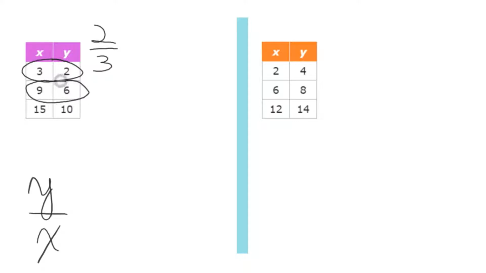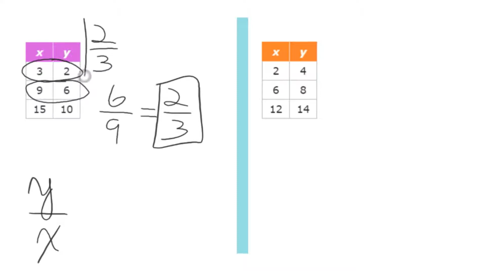Next, we're going to check this next one here, which is 6 compared to 9, or 6 over 9. And this can be reduced. I believe if we divide both of those numbers by 3, that will give us 2 over 3. So far, this and this are the exact same simplified ratio, meaning they are equivalent. So far, this table is proportional.